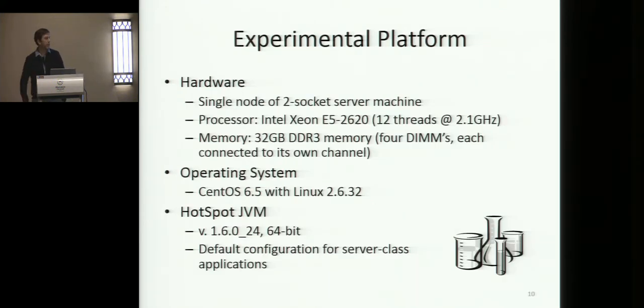Before describing exactly how minbench works, I want to quickly go over our experimental platform. We conduct these experiments on a single node of a 2-socket server machine with the processor and memory shown here. The main thing to note is that we have 32 gigabytes of DDR3 memory that's comprised of 4 8-gigabyte DIMMs. With our kernel framework, we can control which objects go onto which DIMM in this system. We also use the operating system and HotSpot configuration shown here.